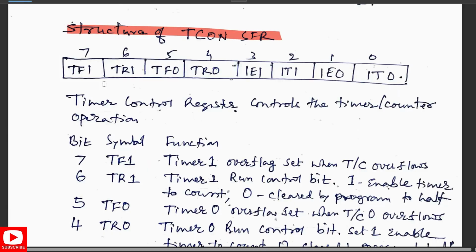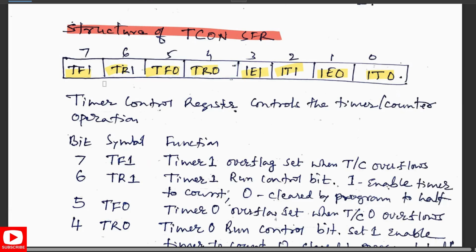So here it is, an 8-bit register. Let us see, it has IT0, IE0, IT1, IE1, then TR0, TF0, TR1 and TF1. This TCON helps in starting and stopping the timer, and it provides the status of the external input, like whether we are using INT0 or INT1. We use this TCON register to know.